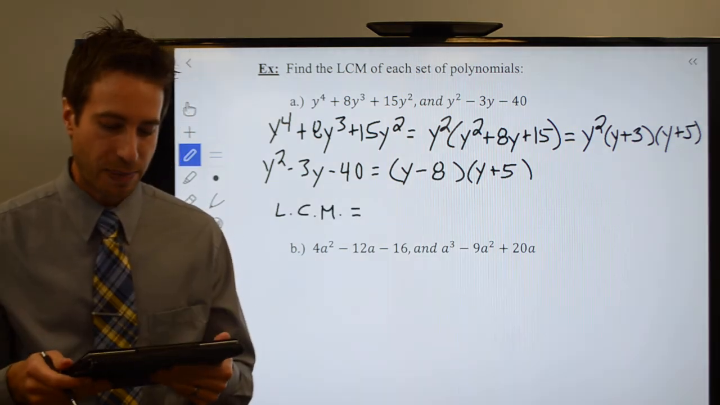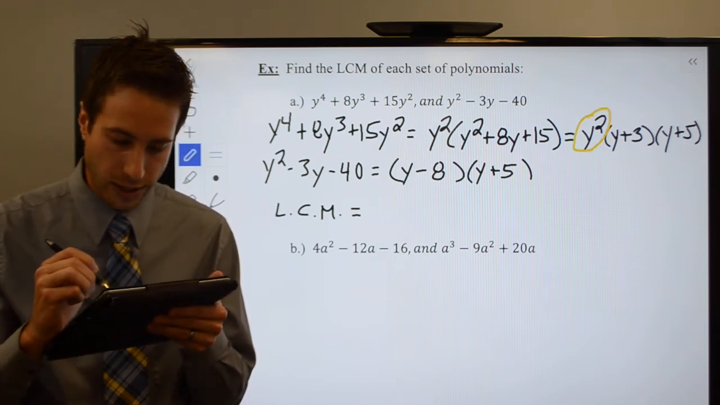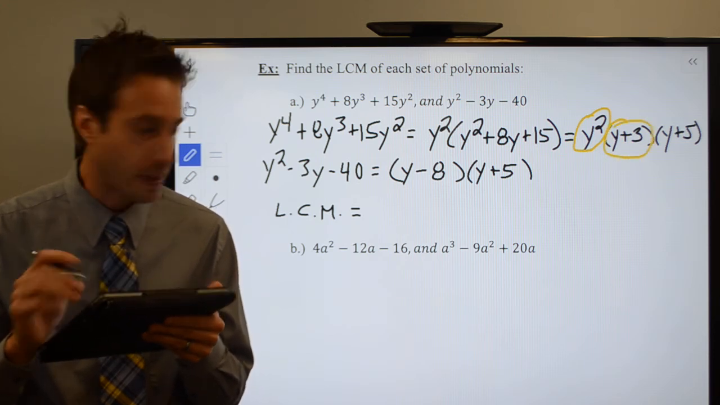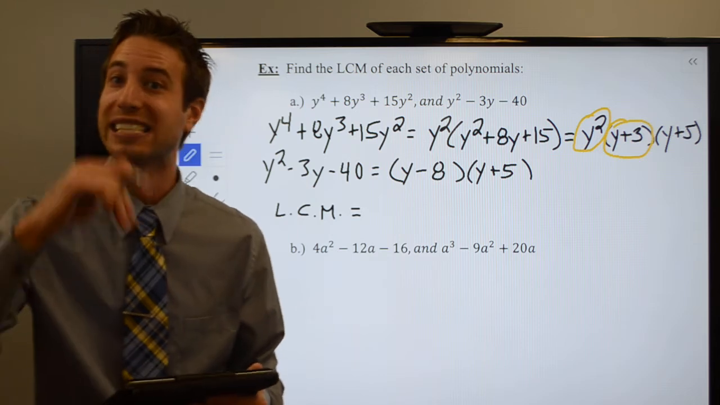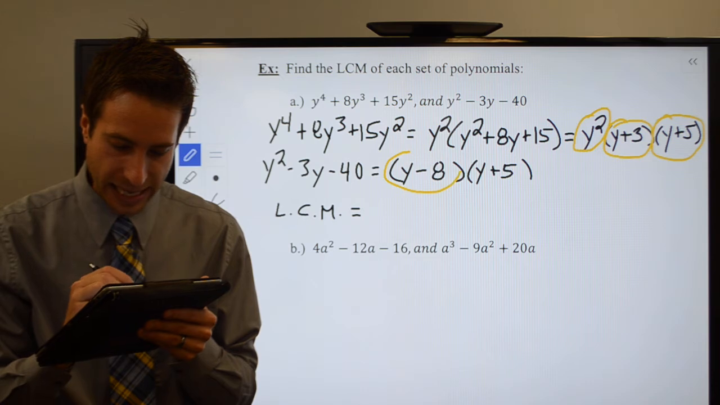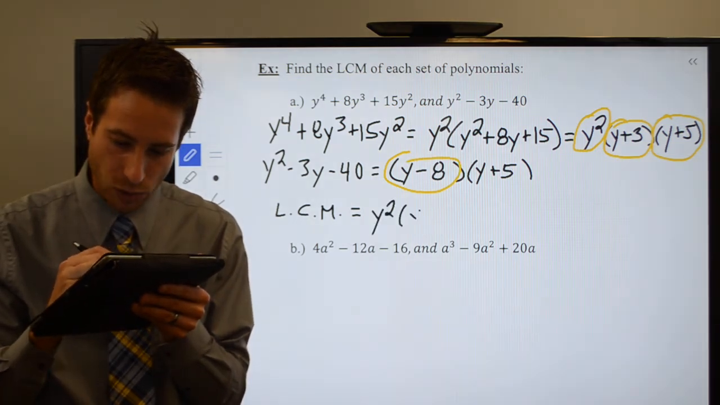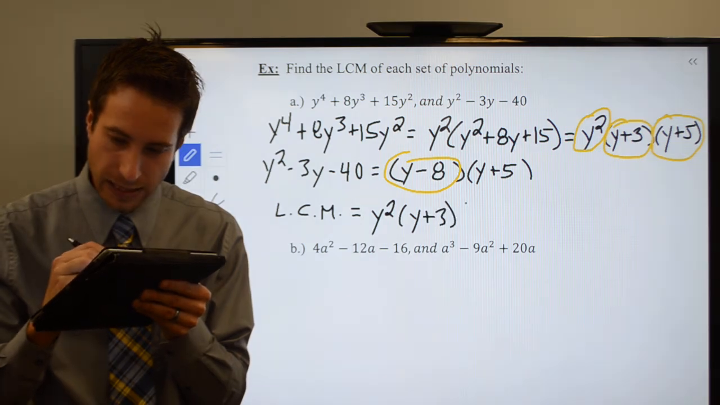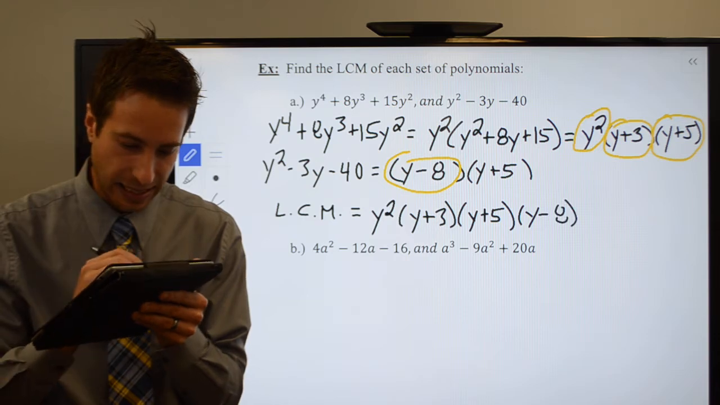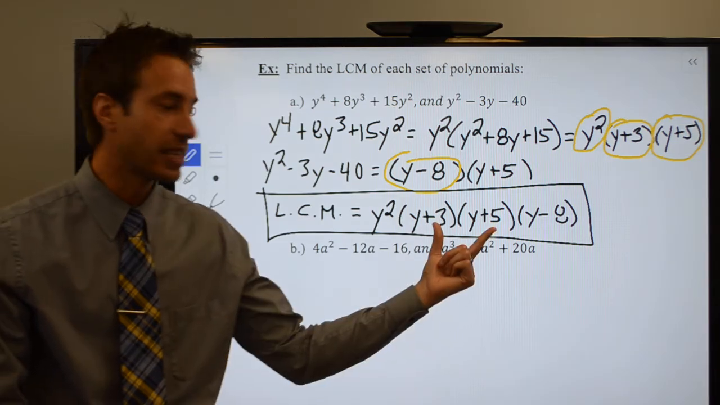Now, LCM. Okay, the factors that appear the greatest number of times they show up. Well, y squared only shows up once, so I have to keep it. Y plus 3 only shows up once, I have to keep it. Y plus 5 shows up twice, I only keep one of them. And then the y minus 8. And so here we go, my LCM is y squared times y plus 3 times y plus 5 times y minus 8. The LCM for these two polynomials is this guy.